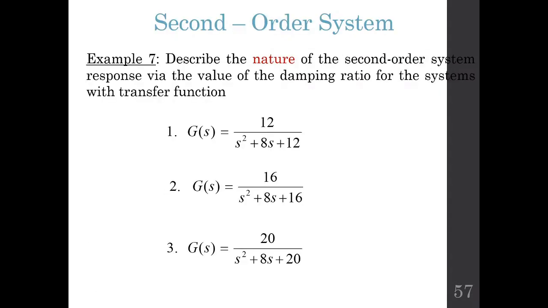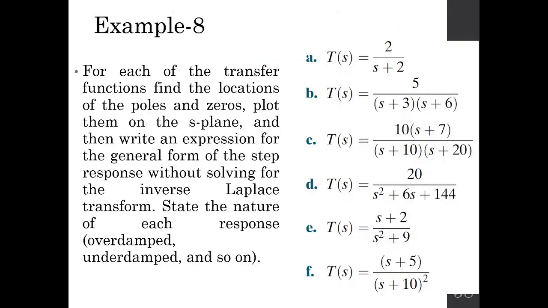There are some more questions given here which are very simple. Here you simply need to find zeta and omega n, and based on the value of zeta you need to identify whether these systems are overdamped, critically damped, or underdamped. Some more examples related to example 7 are given here, where you simply have to find out the type of the system, whether they are overdamped, underdamped, or critically damped.